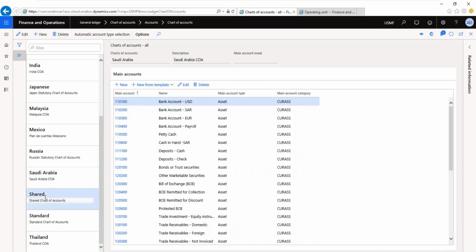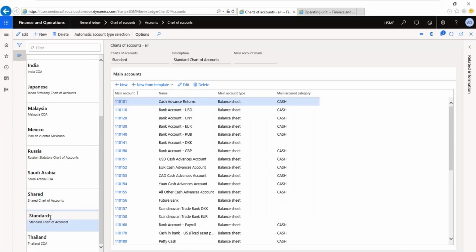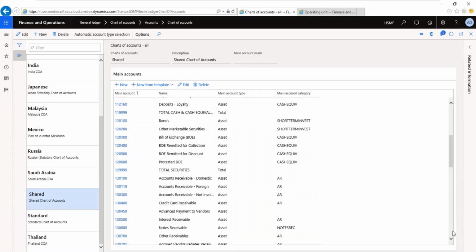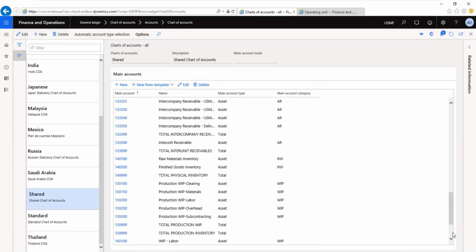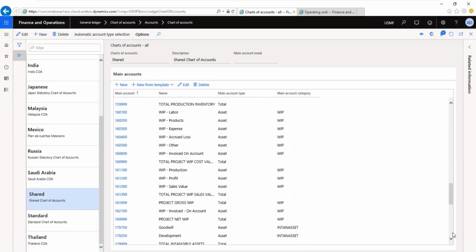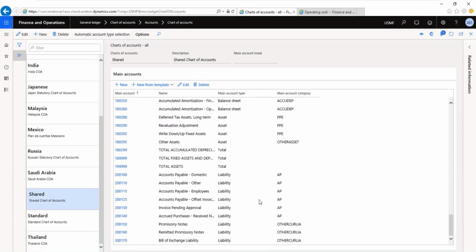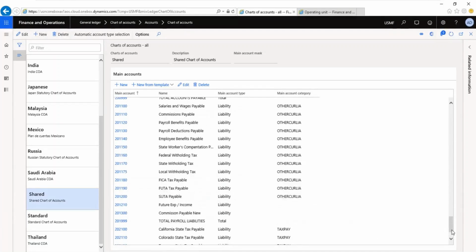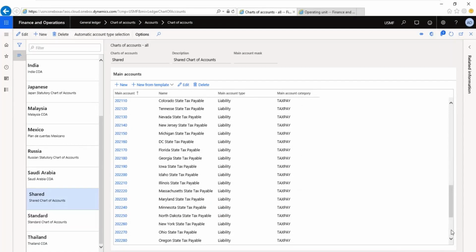And there are shared chart of accounts and standard chart of accounts like this. Now I'm going to discuss the shared chart of accounts. Majority of companies, majority of countries, will follow this: 1 series assets, and 2 series liabilities. And 3 series is also liabilities only, but in our system it is called equities. That means investors.